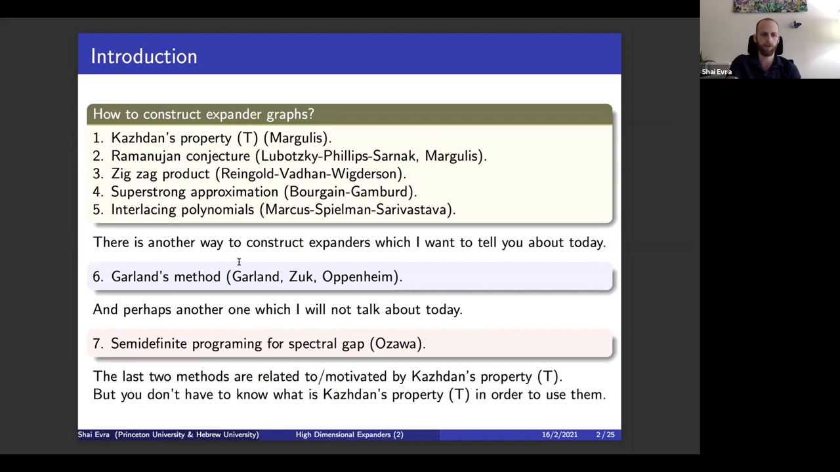It's a local to global expansion machinery. Two weeks ago, there was a nice colloquium talk by Ozawa. So I just wanted to mention that there might be even another method, which I don't understand very well, but it's supposed to be much more powerful than Garland's method. It's supposed to contain it, going under the name of semi-definite programming for spectral gap. Both the Garland method and semi-definite programming are in some sense related to or motivated by Kazhdan property T, but their advantage is that you do not need to know what Kazhdan property T is in order to construct expanders from them. In a way I will never define what Kazhdan property T is in this talk, but I will prove to you that certain graphs are expanders.